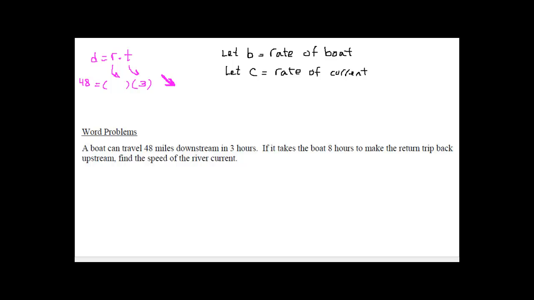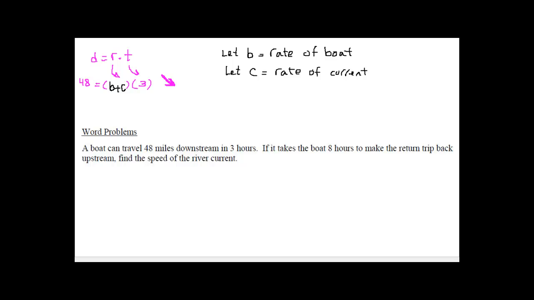Okay, when you're going downstream, both of these rates should... Would it be B? Would it be B plus C? That's right, Marvin. B plus C. Because the rate of the current and the rate of the boat should add up together, and that would be the rate of the boat together with the current.